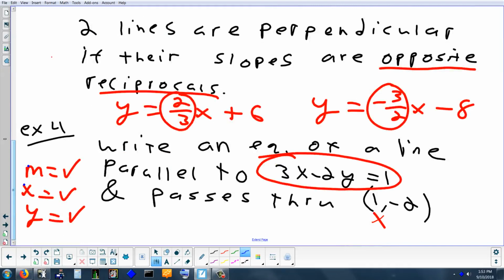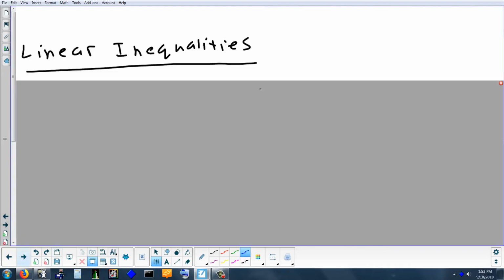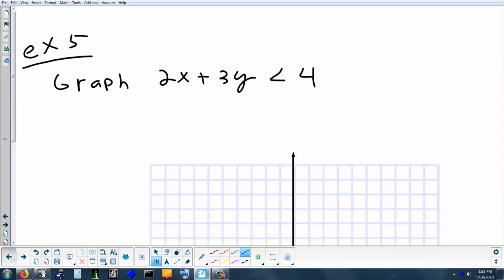Now, the only extra step would be if it said perpendicular, you'd find the slope of what's circled, but then you would make it the opposite reciprocal. Okay, but we can practice one tomorrow if we need to. I think this is going to be the last thing.